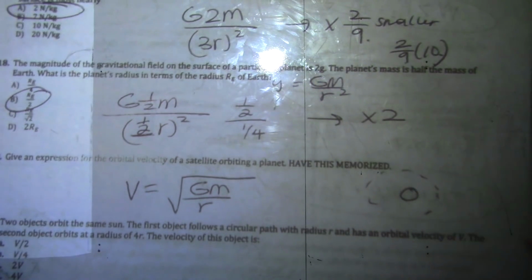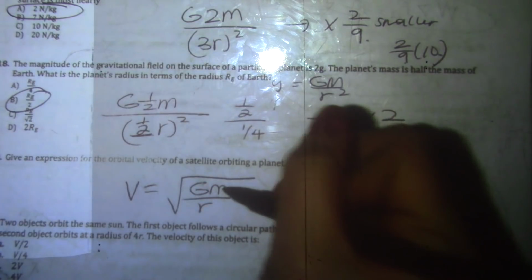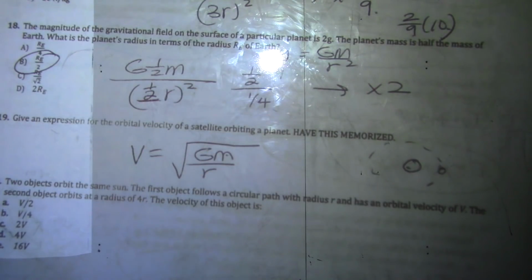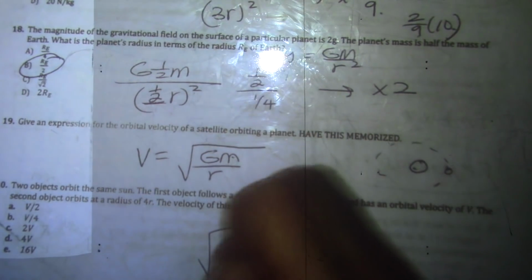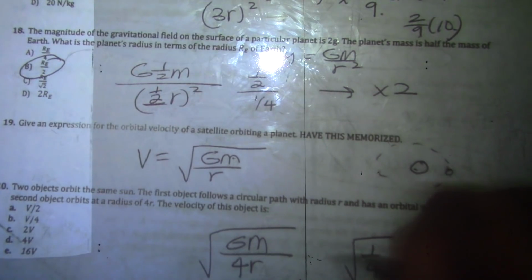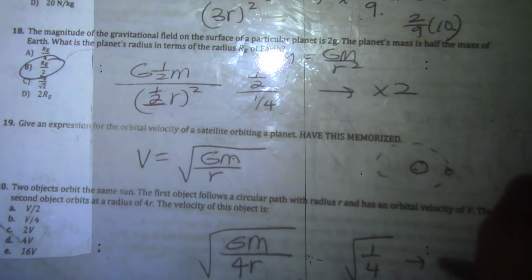Right, orbital velocities. V is square root of GM over r. That is for something orbiting, like in outer space, a planet. And it's the mass of the center object that matters. Mass of the satellite does not. 2 objects orbit the same sun. The second object at a radius of 4r, what's the velocity? So square root of GM over r, but now I'm plugging in 4r. So this is a factor of root 1/4, right? 1 on top, 4 on bottom. So that's going to be times 1/2. Half the velocity is v over 2.